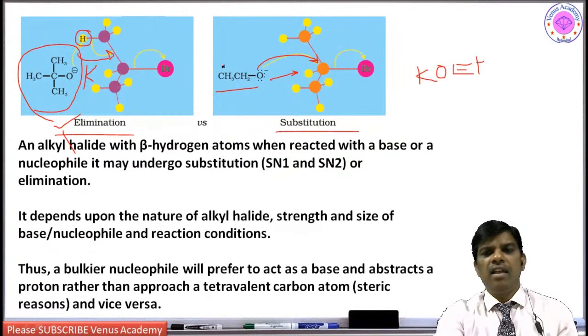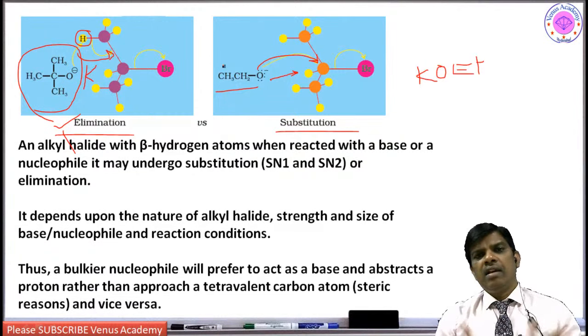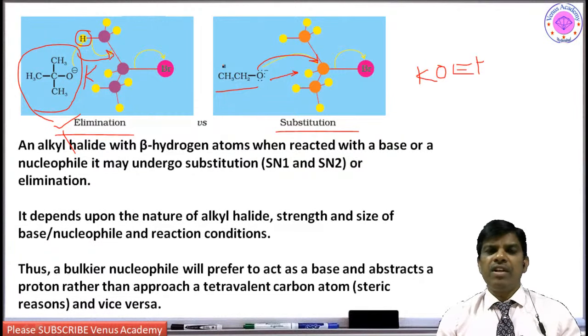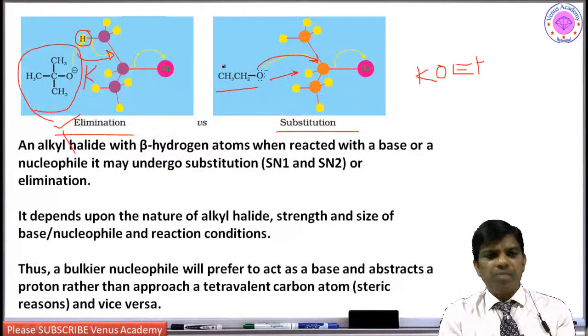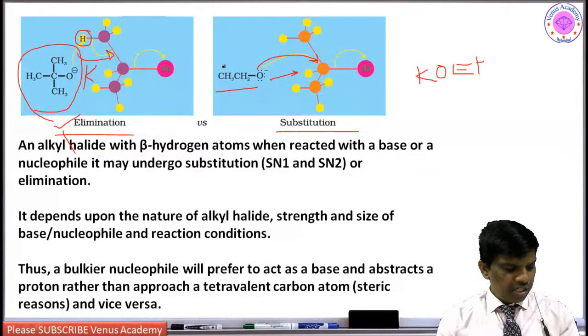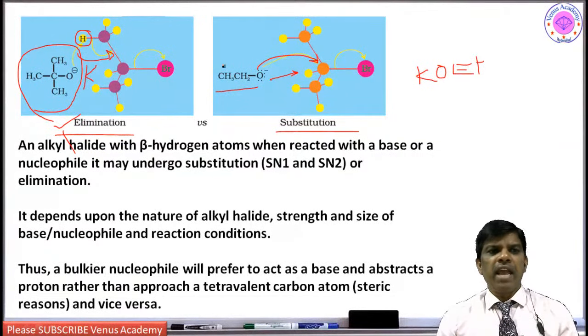So this is the beauty of elimination versus substitution. When you are treating alkyl halides with a base, you have to remember whether it is going to undergo elimination or substitution. If you want elimination, use potassium tertiary butoxide. If you want substitution, you can use whatever substituent you want to substitute.